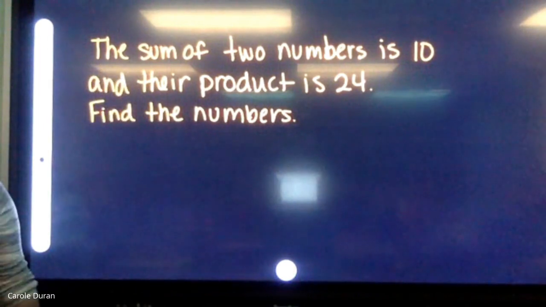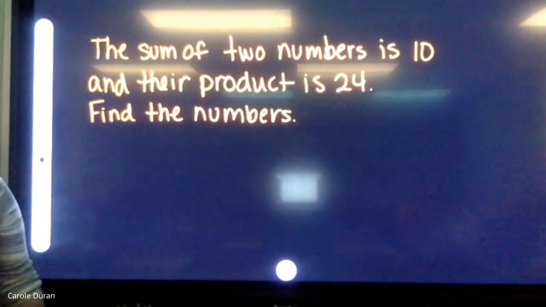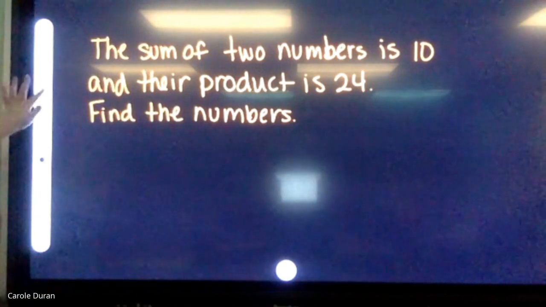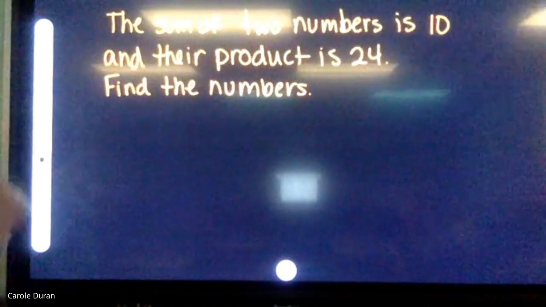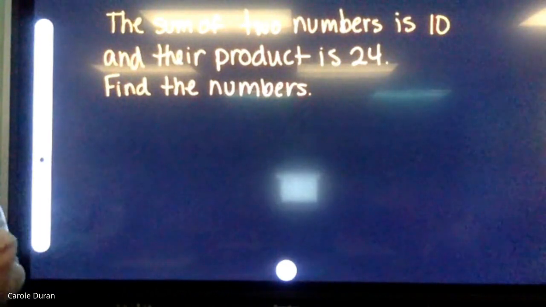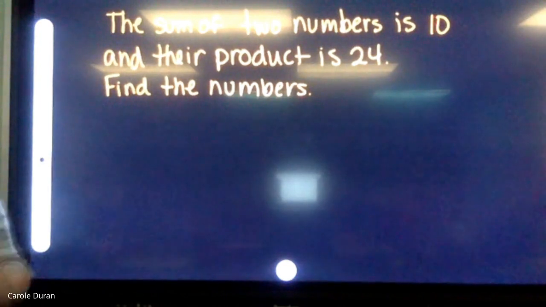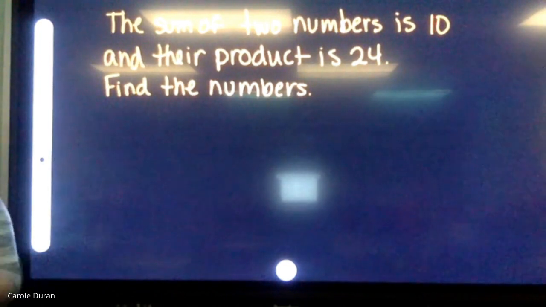Even if you already guessed it, we still have to prove it. Okay. So this problem says that the sum of 2 numbers is 10 and their product is 24. So when I add them together, it equals 10. When I multiply them together, it equals 24. Find the numbers. You probably already guessed what they are, but we're still going to prove it.